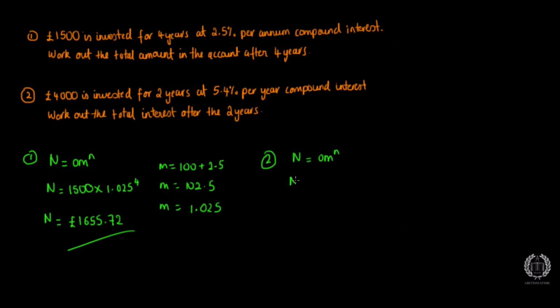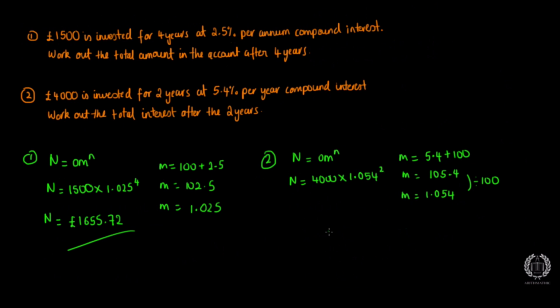So my original value on this is 4,000, so it's 4,000 times my multiplier. So the multiplier in this case, because we're looking at 5.4%, we're going to add that to 100, so that's going to be 105.4%. But remember, multiplier means we need to divide it by 100, so that will be 1.054. That's my multiplier, and n is the number of years, so in this case it's 2.